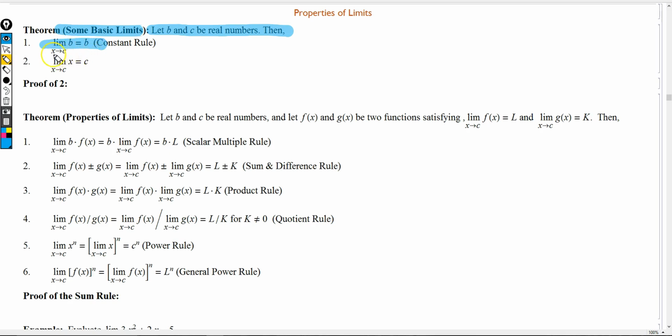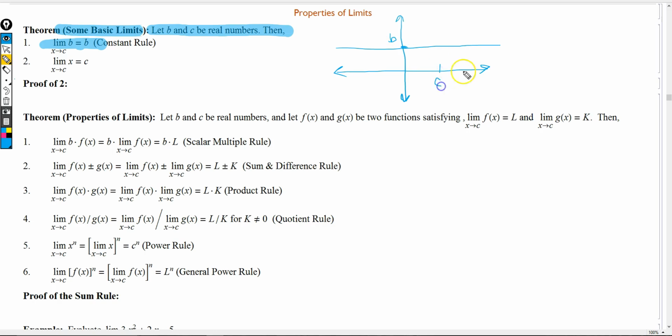That makes sense. As x is getting closer to c, the number b is staying fixed at b. It never changes. So the limit must equal b. That's called our constant rule. You can see that rule if you want to think of a graph. Okay, so right here's our constant function b that crosses the y-axis right there at b.